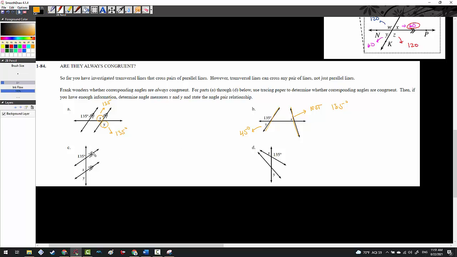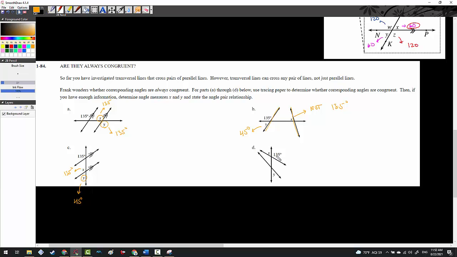So again, here we go. Parallel lines in C, 135 and X. So because they are in corresponding position, we have parallel lines. We got 135 degrees here. Y is a linear pair to the X, which means he's got to be 45 degrees. Got to be 45 degrees. Remember, that linear pair adds up to 180 degrees.